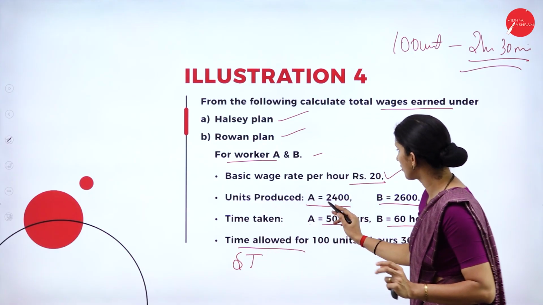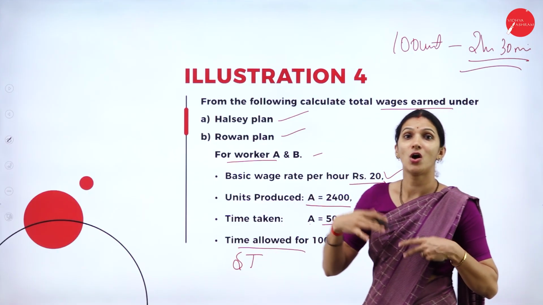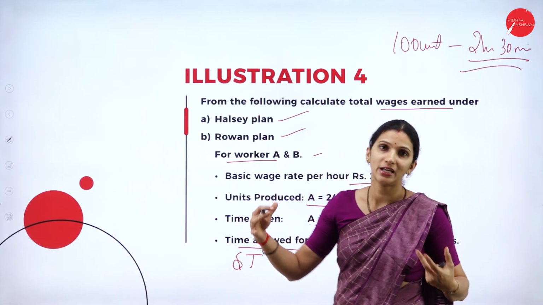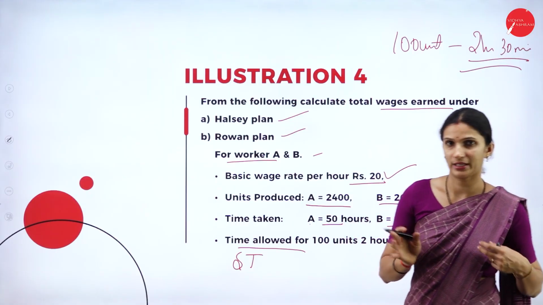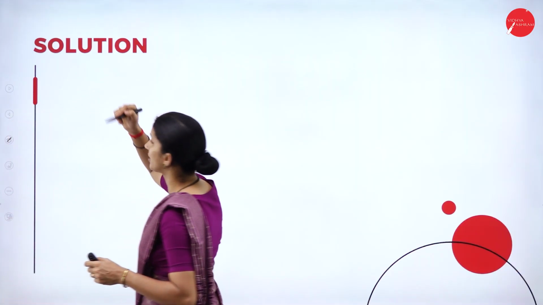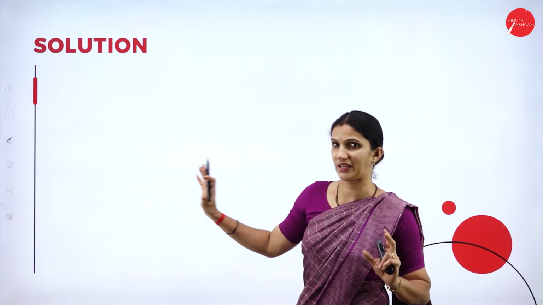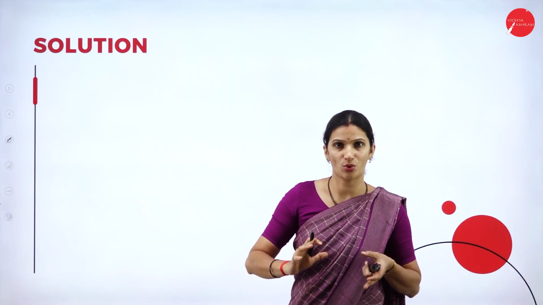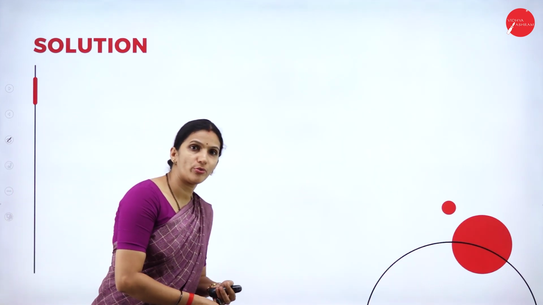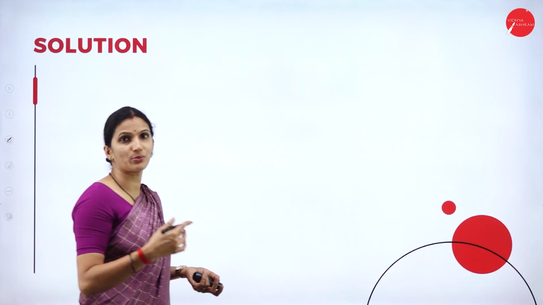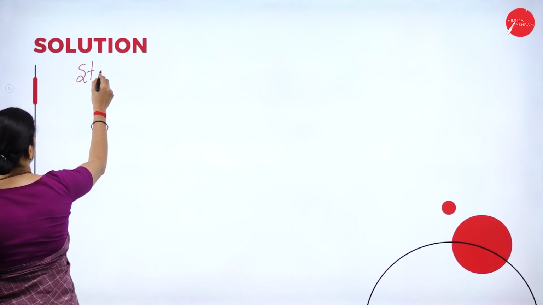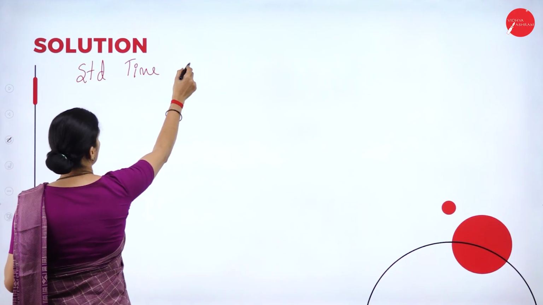That means for the production of 2400 and 2600 units, what is the total standard time needed? You have to calculate that first, and then you can calculate the total wages. You have both the workers. The formula you already know, and I am not going to write it here, because after solving these three problems you might have learned the formulas under Halsey's and Rowan's. Before we calculate the total wage, we will calculate the standard time required for both workers. See, the standard time calculation.